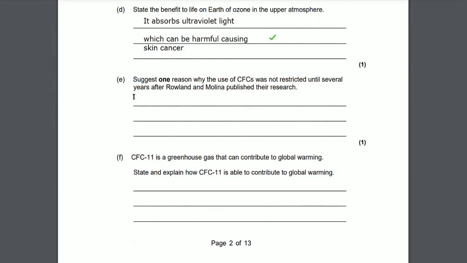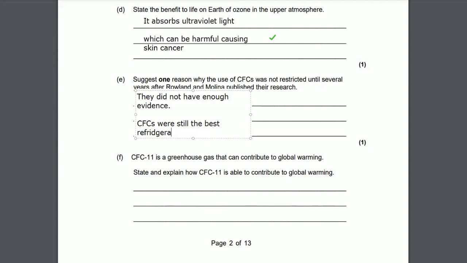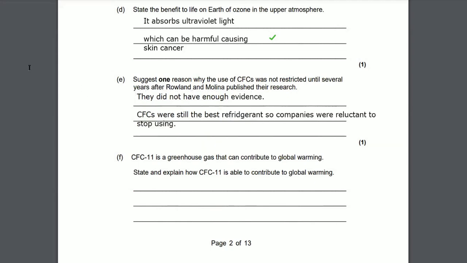Suggest one reason why the use of CFCs was not restricted several years after Rowland and Molina published their research. Obviously, maybe we could say more evidence was still needed, still needed to be reviewed by peers. Industrially, CFCs were the only thing that could be used in fridges. People weren't ready to give up fridge use yet until they found an alternative chemical to replace the CFCs in fridges and in aerosol cans. There's loads of different answers there.